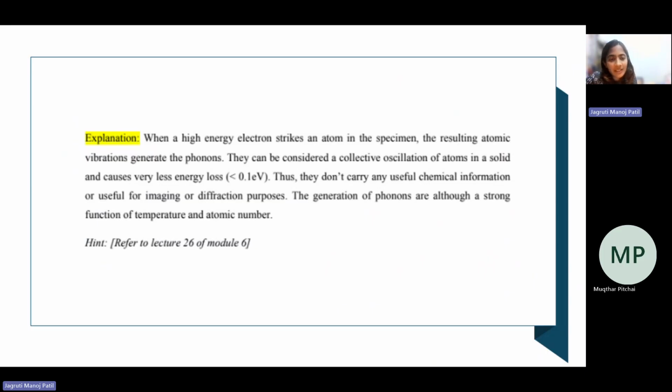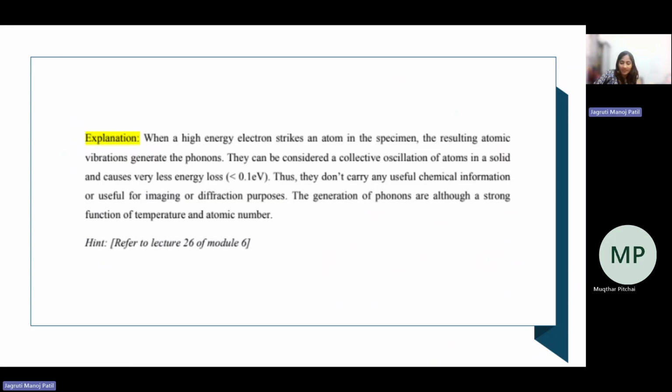So when a high energy electron beam strikes an atom, you get phonons, but they don't carry any useful chemical information for imaging purposes because the energy loss is higher there. It's a function of temperature and the atomic number. As the temperature increases, it limits your thermal conductivity. It is more relevant in conductors or semiconductors, and can tell you about the impurities or defects in a crystal structure.